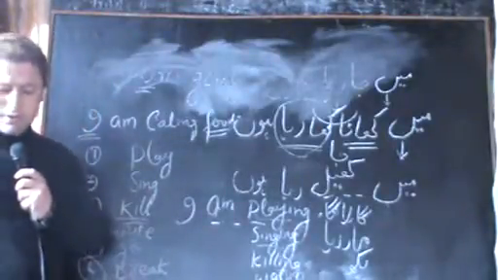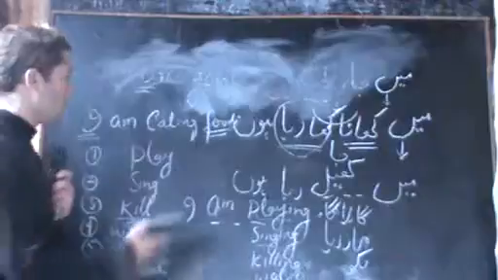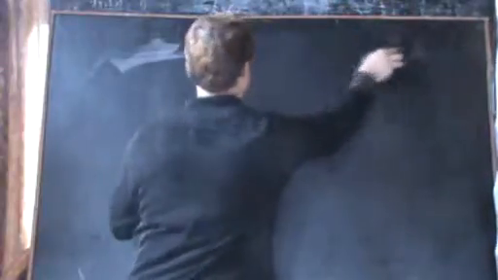So, I will first rub it. I will rub it here. Some of the objects I will write here. The first object is here. The verb we see here, but now the object. I'll write here object.